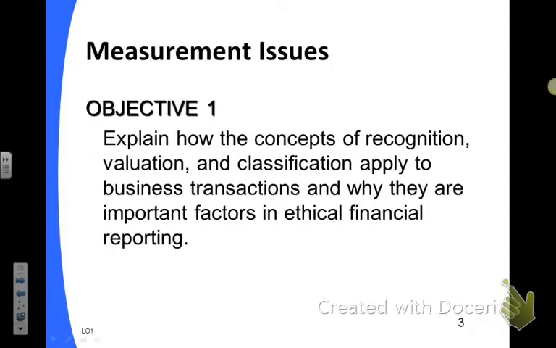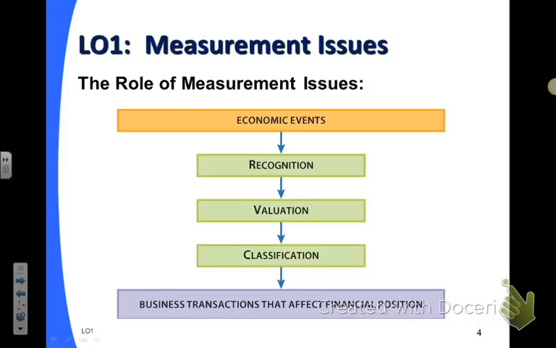Our objective here is to explain the concepts of recognition, valuation, and classification and how they apply to business transactions. The role of measurement is to take the economic events in a business and figure out when those events should be recognized, how they should be valued, and how they should be classified. Let's look at each of those individually. These economic events all have an effect on the financial position of our company.